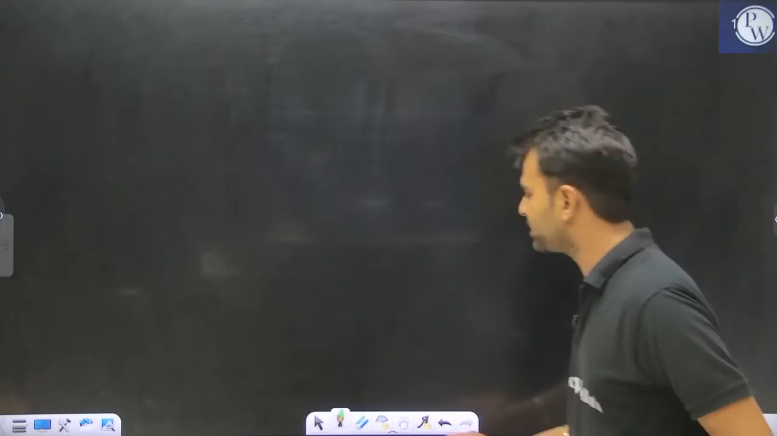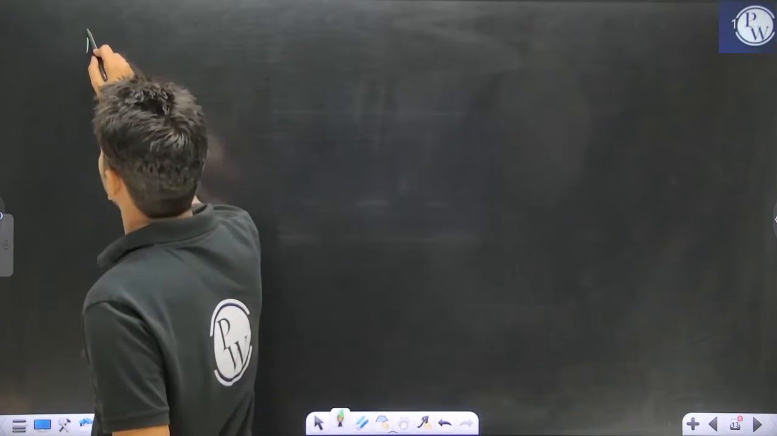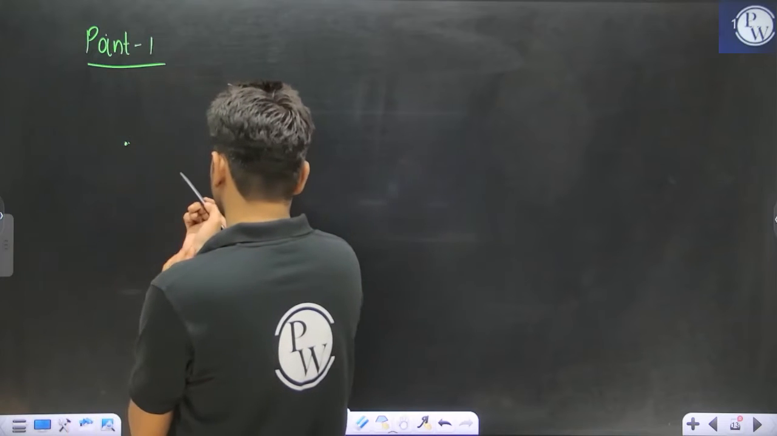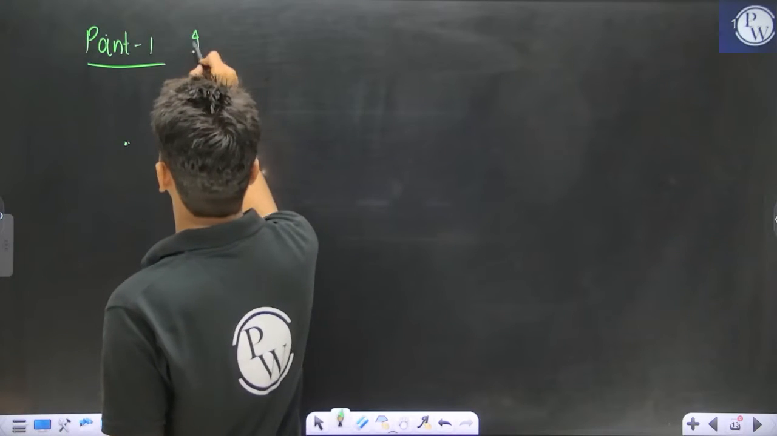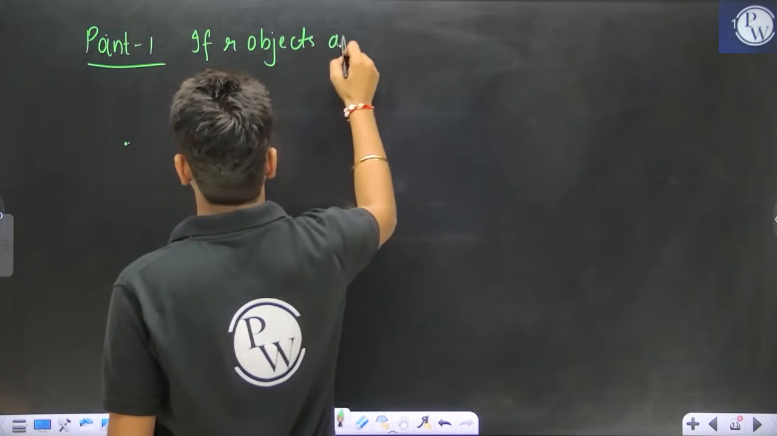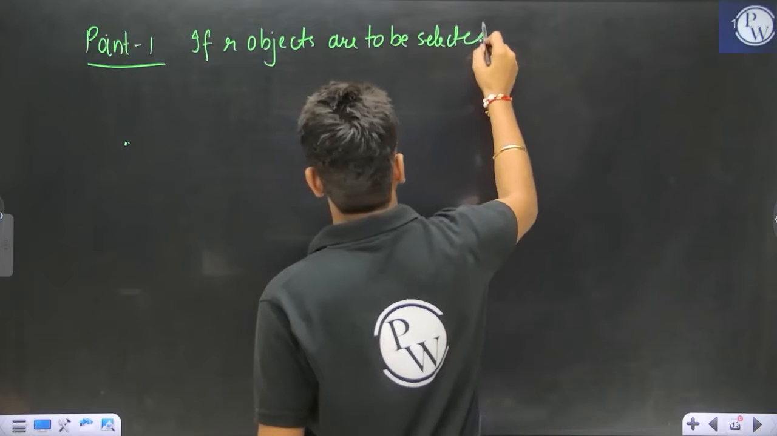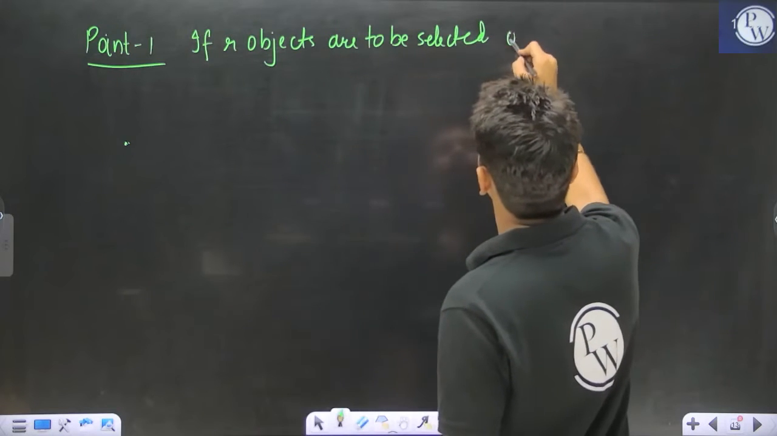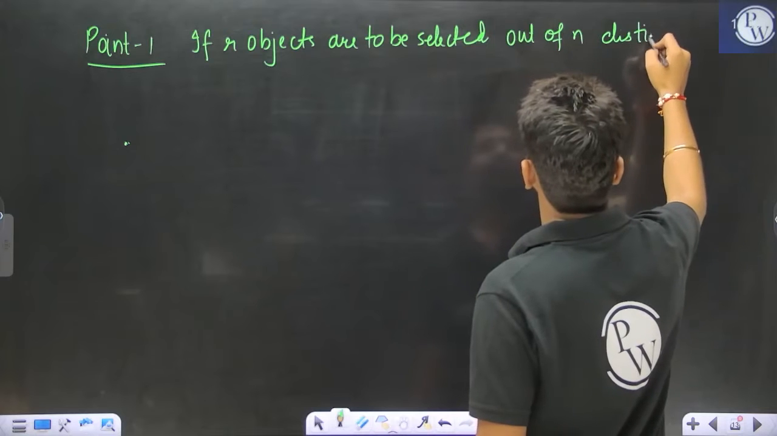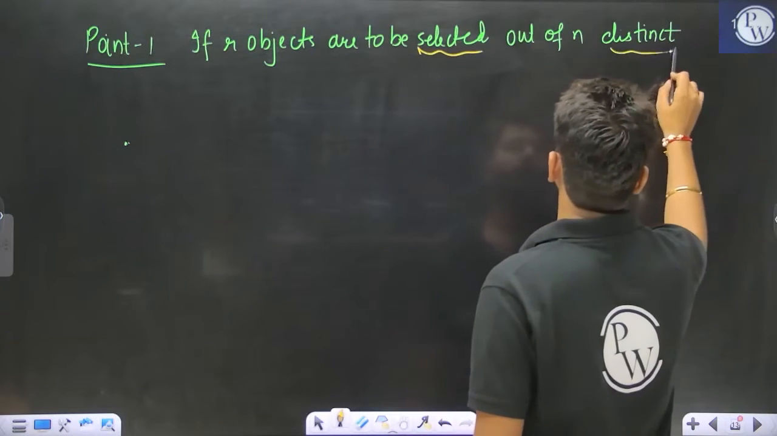Okay, so let me summarize what we have learned so far. Point 1: if R objects are to be selected, selected means combination, out of n distinct objects. Understand, two keywords are there: one is selection and another one is distinct.